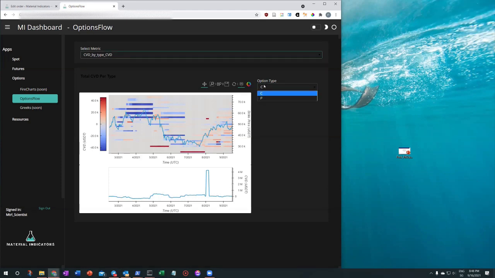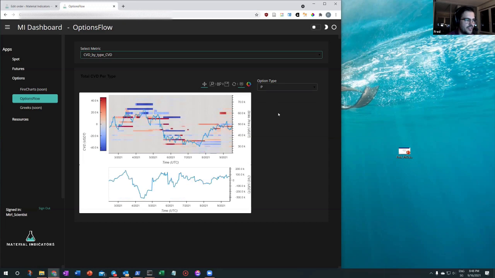Yeah, I mean, you can also switch to put type options here. And here it was also very clear. I mean, it was telling the same story. They sold put type options. They didn't expect price to go below 30K, and they started hedging up here at 50K.